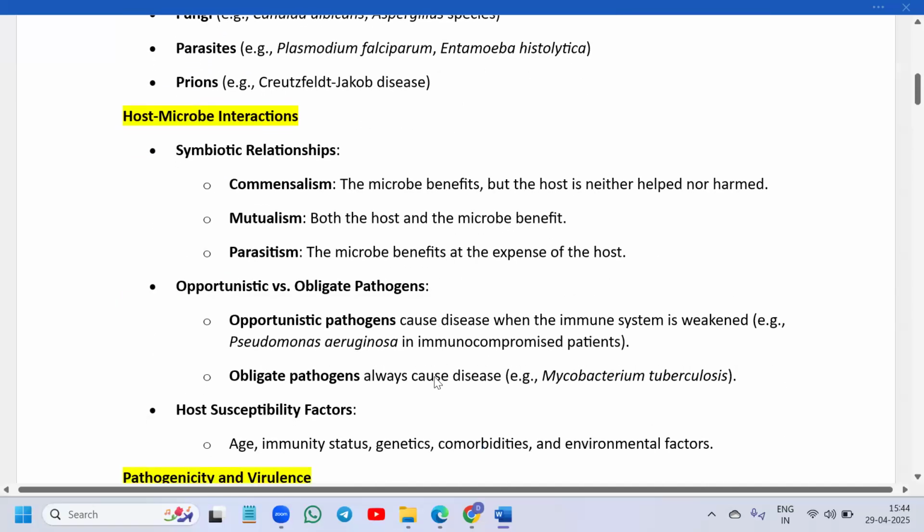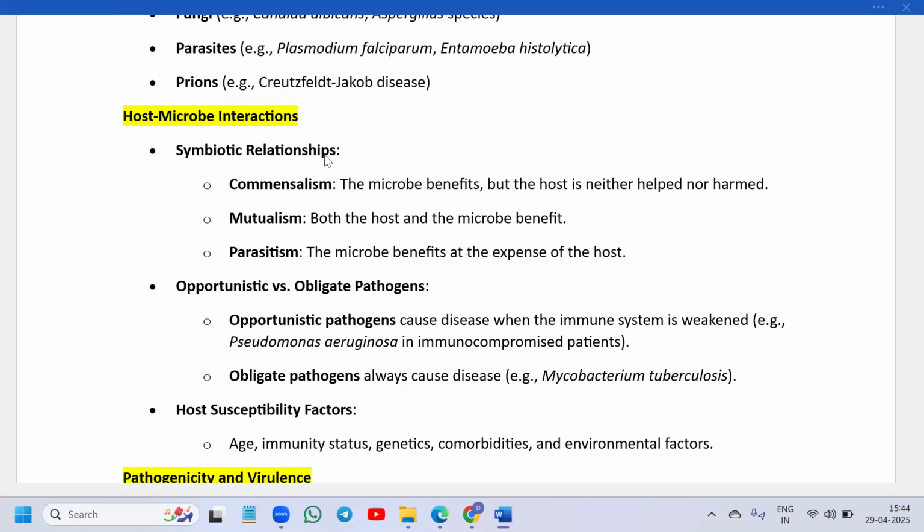Next is host-microbe interaction. How does your body and the bacteria or virus or any pathogen interact? One is a symbiotic relationship, that is commensalism, mutualism, parasitism. Commensalism means the microbe benefits, but the host is neither helped nor harmed, right? The microbe is living alone, taking the nutrition or the place, but the body is neither helped nor harmed. That is commensalism.